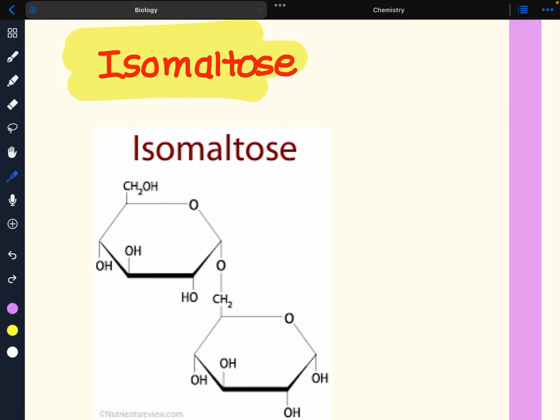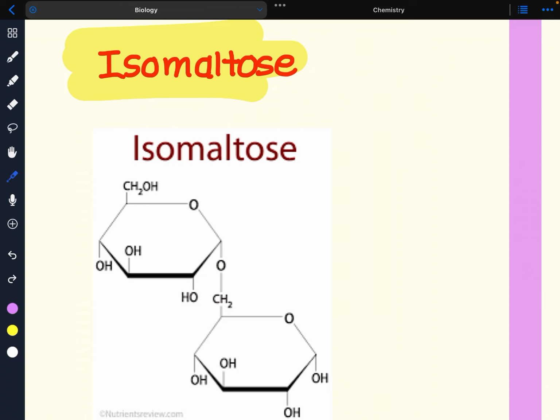The second disaccharide is isomaltose, although it's not one of the three main disaccharides, but still you can see it often as an example. So isomaltose is again quite similar to maltose, and it's also glucose plus glucose. It's similar. Okay, let me ask you a question here.